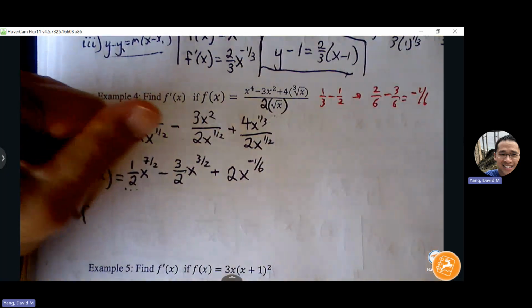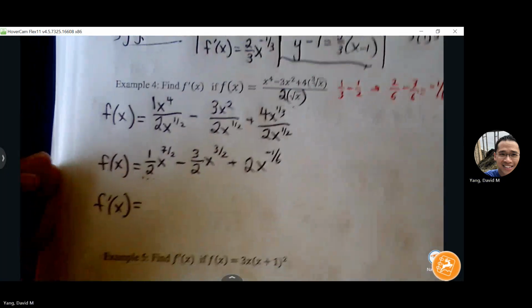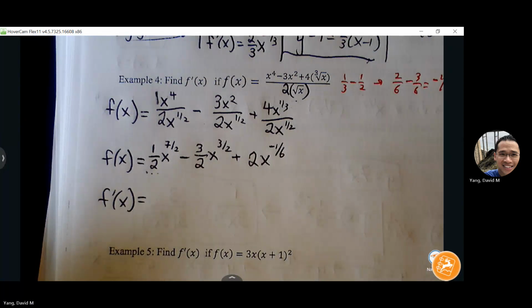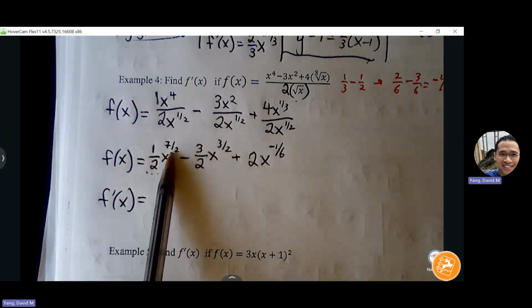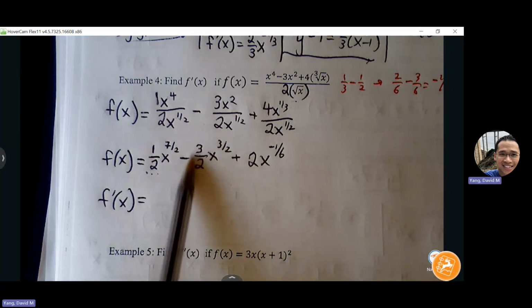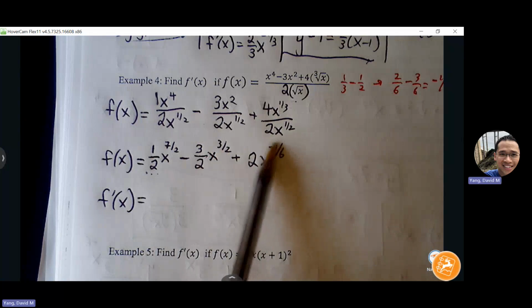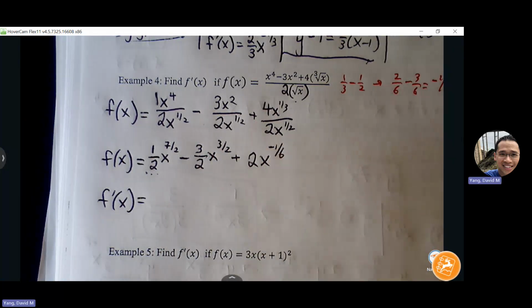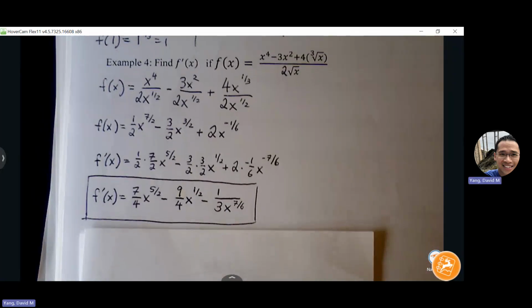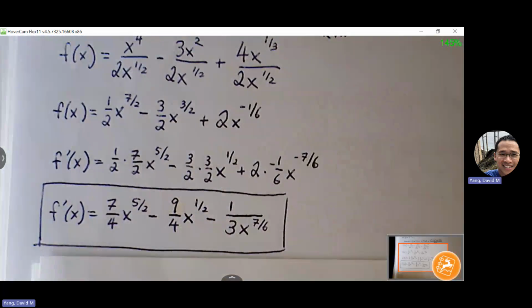Okay, so now f prime equals. We bring the 7/2 down and we subtract 1 from the exponent. Bring the 3/2 down, subtract 1 from the exponent. Bring the negative 1/6 down, subtract 1 from the exponent. I am just speeding up here. So the 7/2 comes down. 7/2 minus 2/2 is 5/2. Bring the 3/2 down. 3/2 minus 2/2 is 1/2. Bring the negative 1/6 down. Negative 1/6 minus 6/6 is negative 7/6.